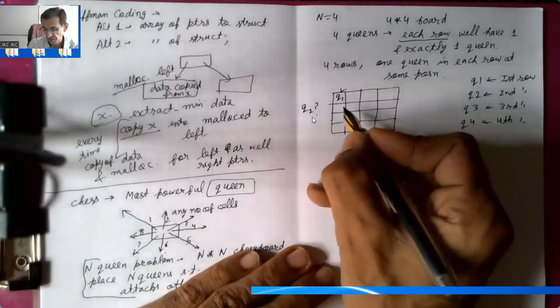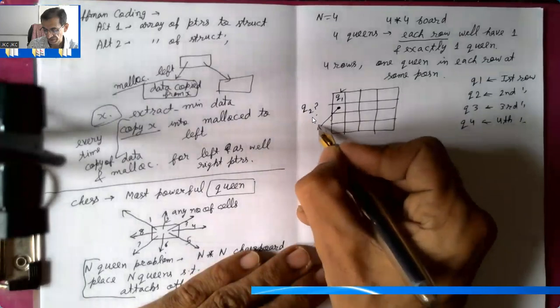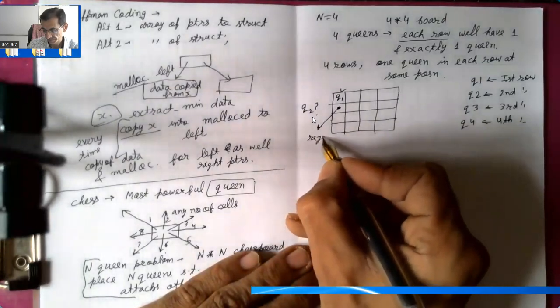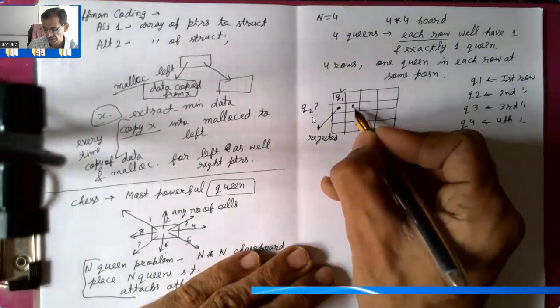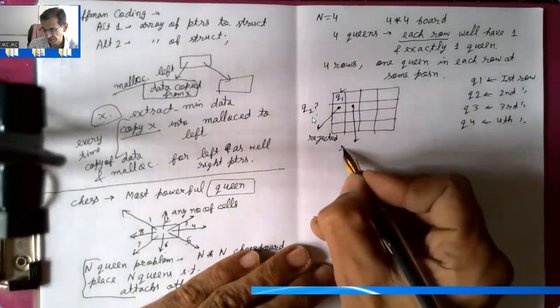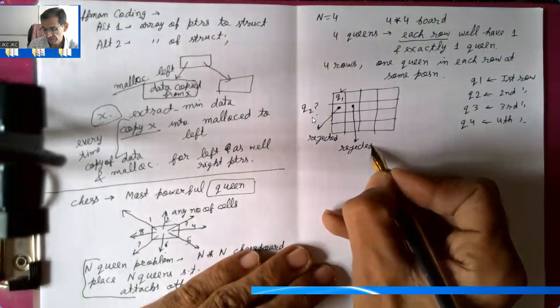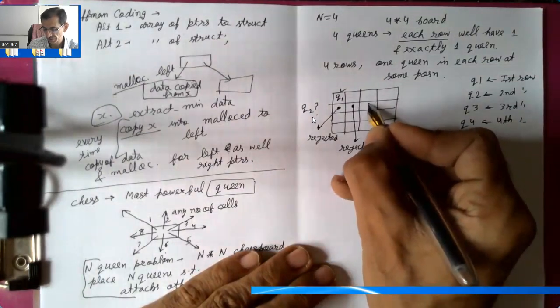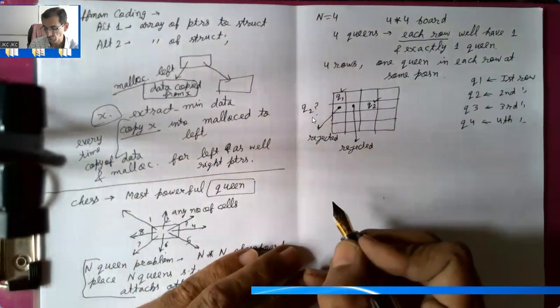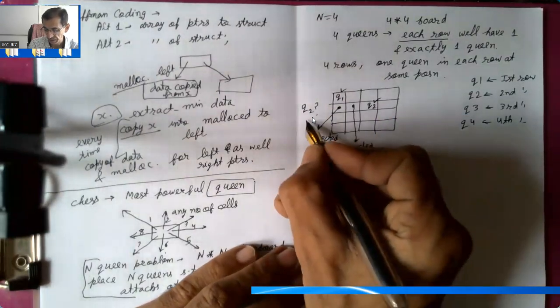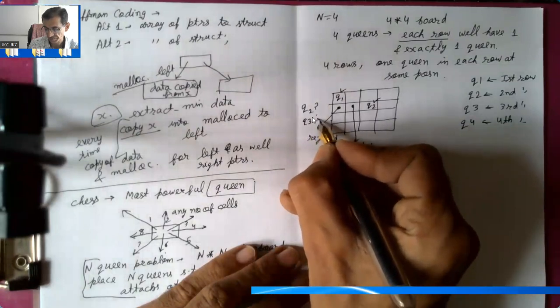So I will say, place here. This is rejected because it will have an attack. Then try here. Again, you will say reject. Then you will say, okay, I can place Q2 here. Accept it. Now Q2 is placed. The target will be to place Q3 somewhere.